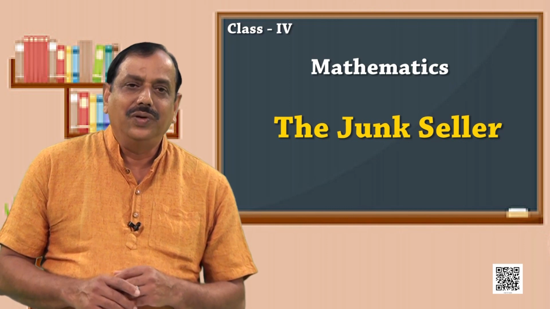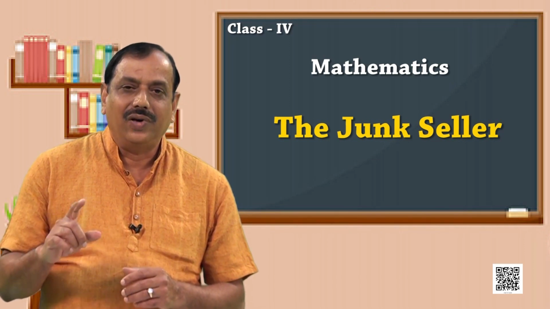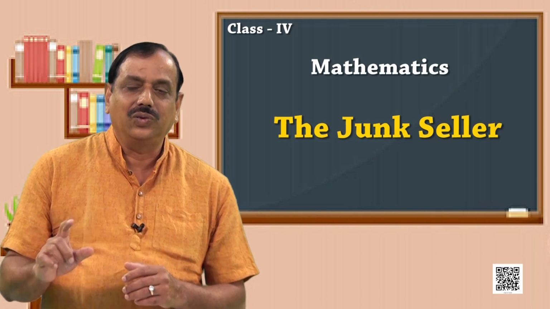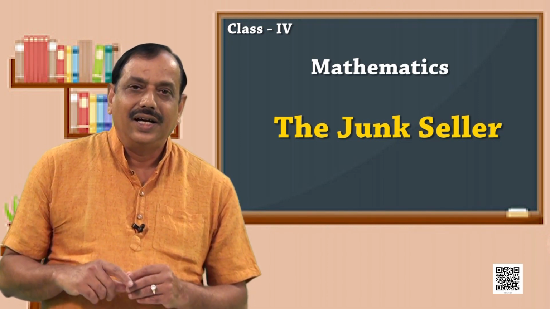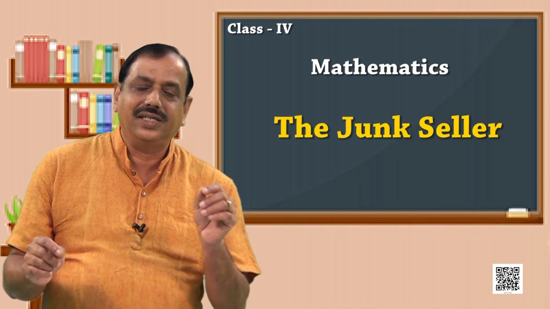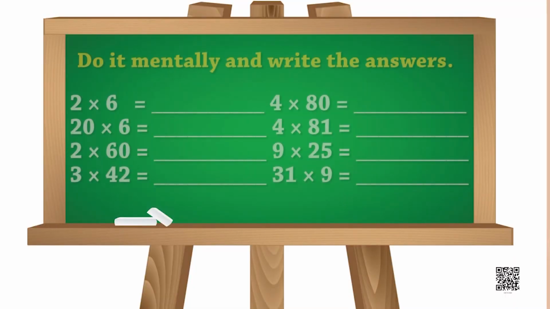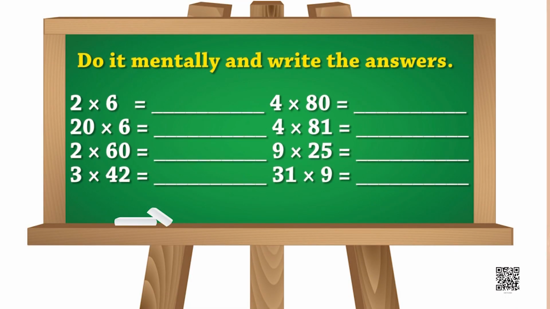First you need to guess the product of each of those terms, and then you multiply them and verify your guess with the exact number. There are totally 8 problems displayed on the screen. The first one is 2 into 6. So, it is single digit, a simple number, and the answer is 12.